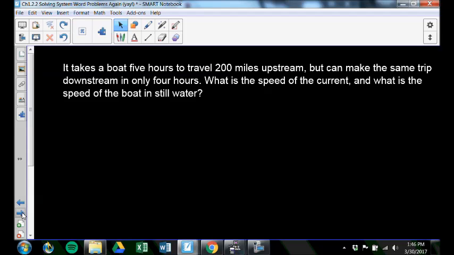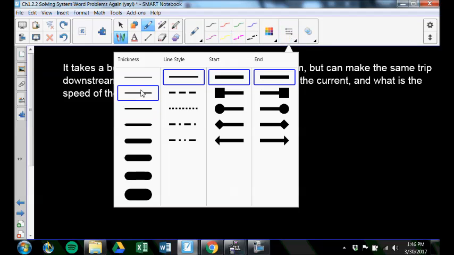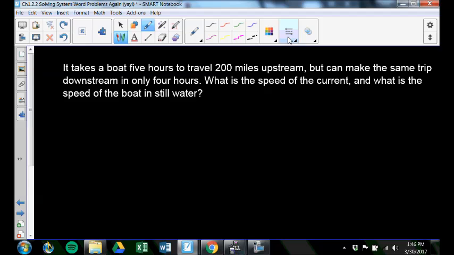Last one. This is another very common problem, especially these days. I've seen a lot of textbooks lately. There's a boat going upstream and downstream. It takes the boat 5 hours to travel 200 miles upstream, but can make the same trip downstream in only 4 hours. So why does it take longer going upstream than downstream? Because going upstream, the current is fighting you, and going downstream, the current is helping you.